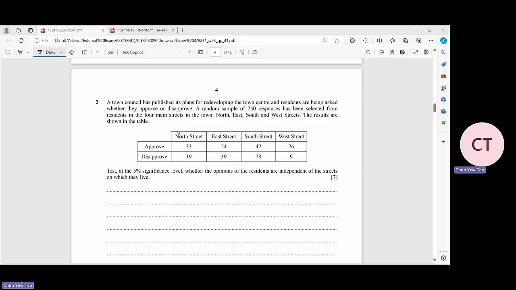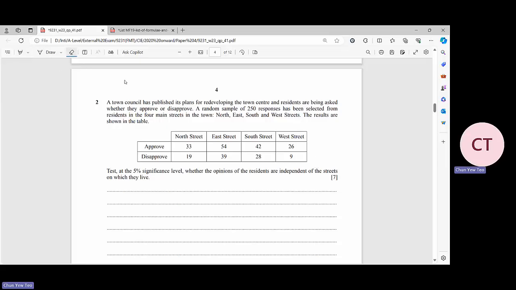Okay, now we take a look at question number two. The town council has published its plans for redeveloping the town center, and residents are being asked whether they approve or disapprove. A random sample of 250 responses have been selected from residents in the four main streets in the town: North, East, South, West streets. The results are shown in the table here. Test at 5% significance level whether the opinion of the residents is independent of the streets on which they live.